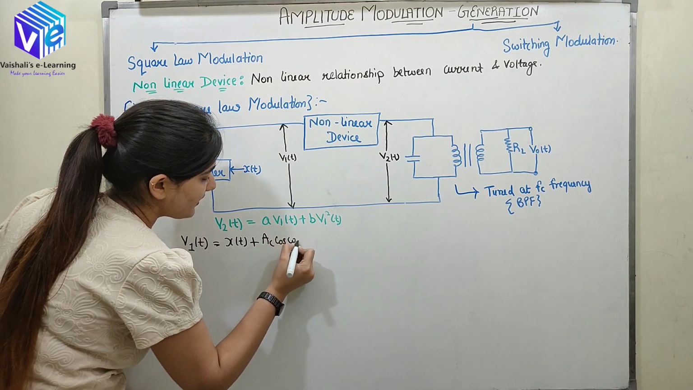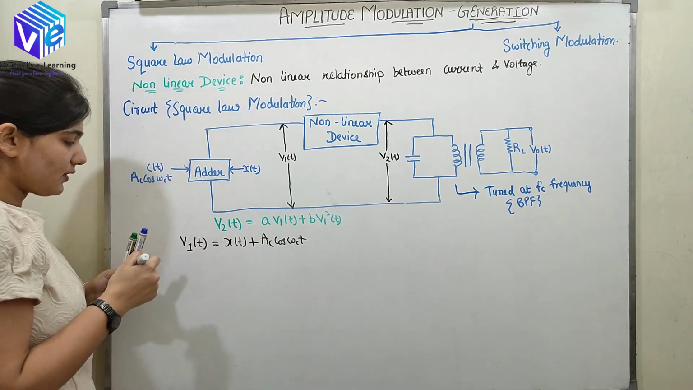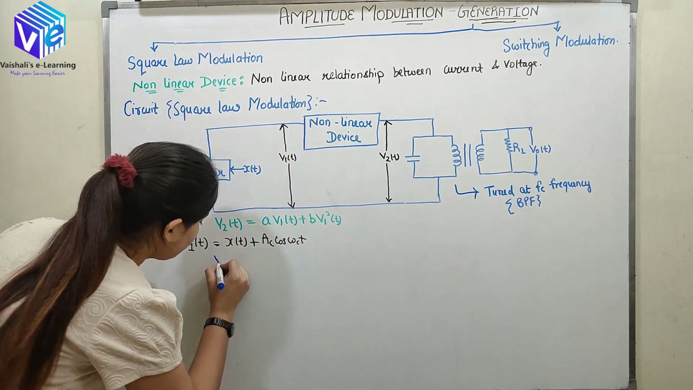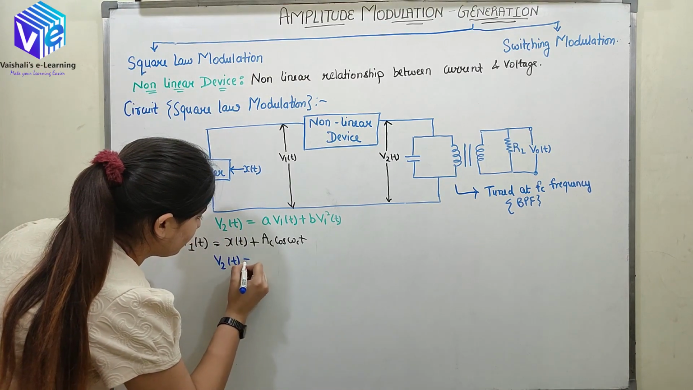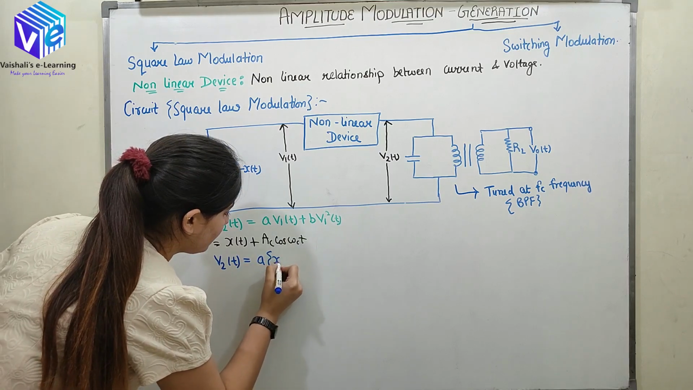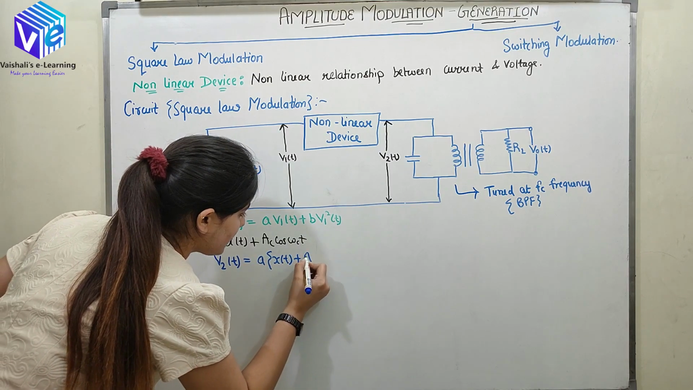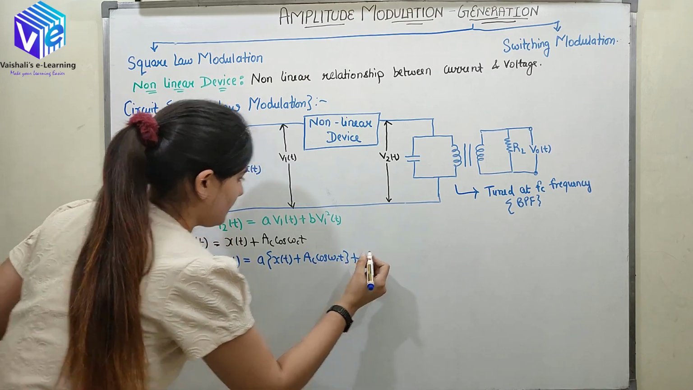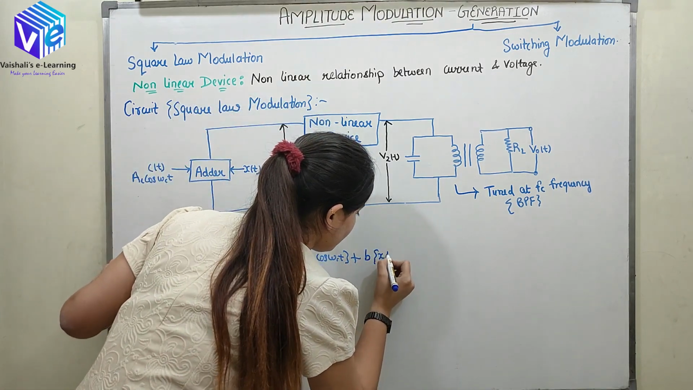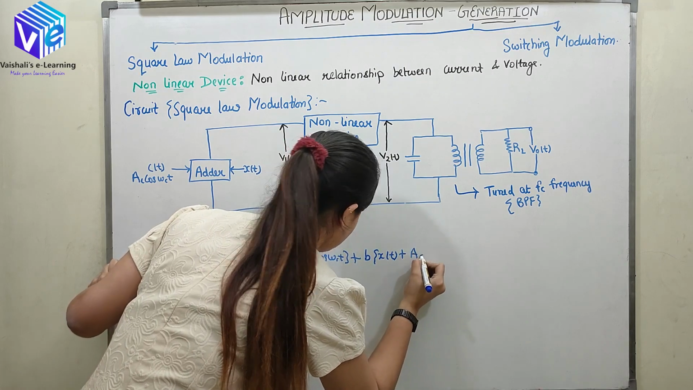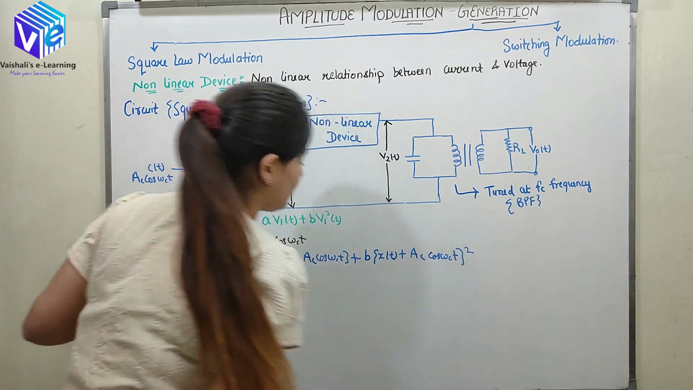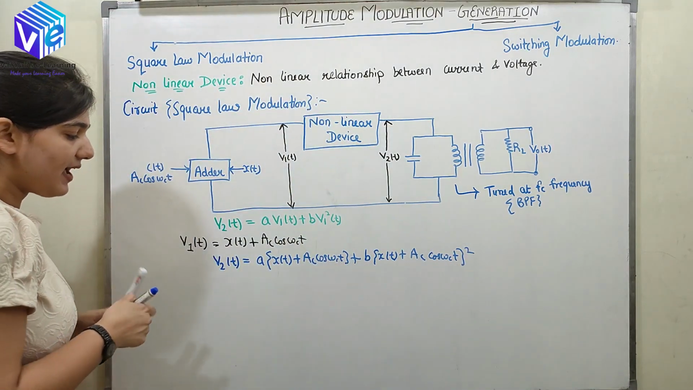So this is my carrier. Now I should know V2(t). V2(t) would be a of x(t) plus Ac cos omega_c t, plus b of x(t) plus Ac cos omega_c t, squared. Now I'll just simplify it.